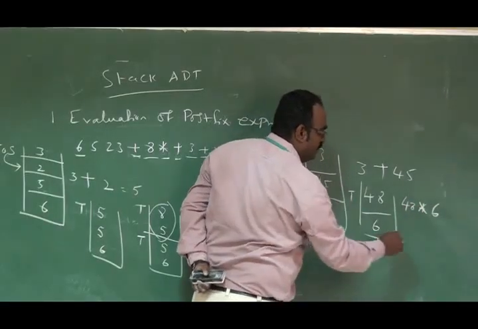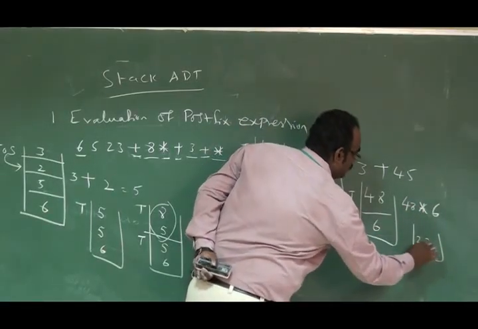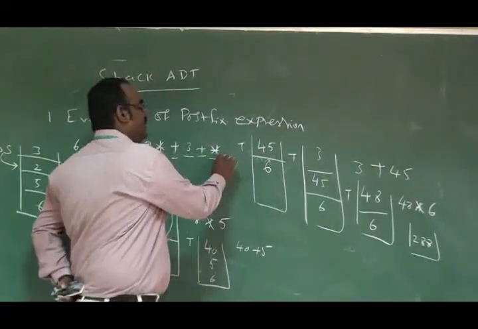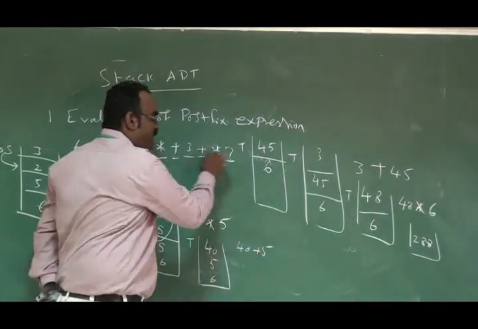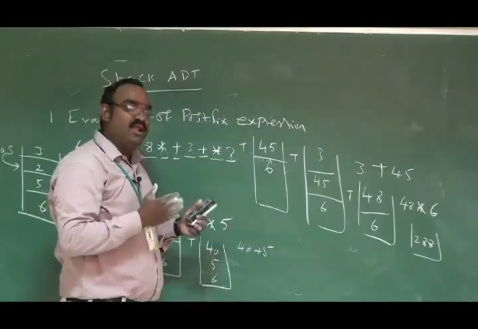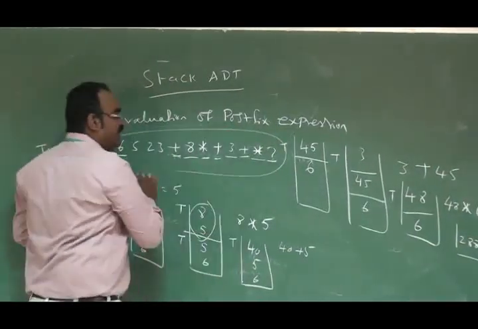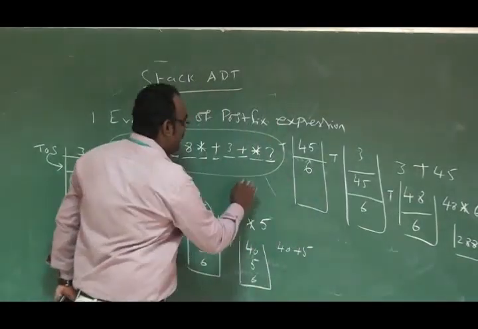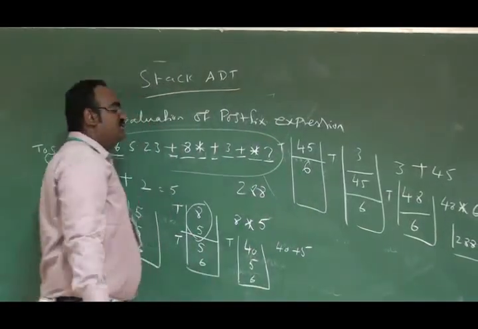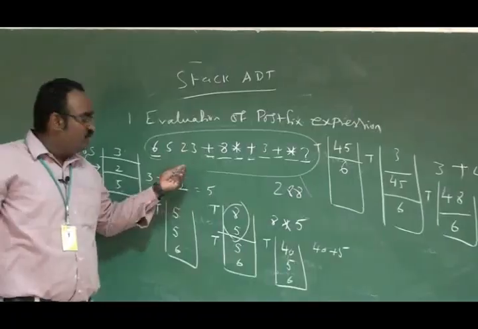So what is their value? It is 288. So 288 is the final value. There are no other operands and operators. So this is the end of the stack, the end of evaluation. Finally, the evaluation of the postfix expression is done, with the value 288. So this is evaluation of a postfix expression via stack.